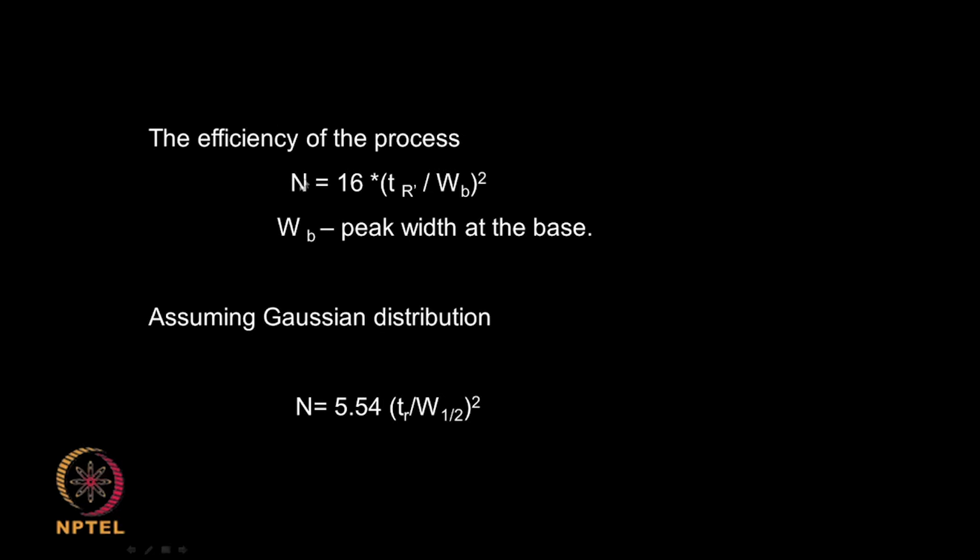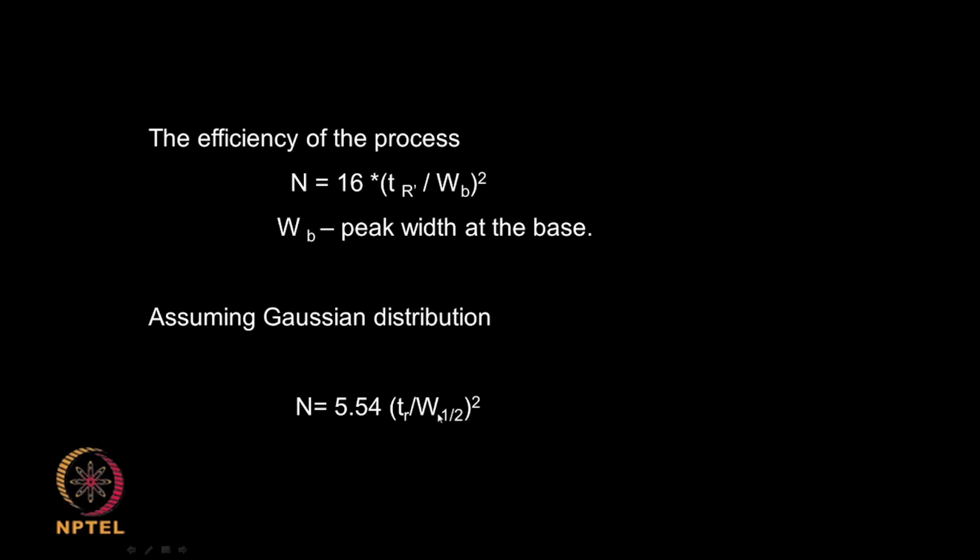So, the number of theoretical plates for a chromatographic column can be estimated by this formula: n equals 16 times (Tr, that is the retention time, divided by the width at the base of the peak) squared. Okay. If we assume a Gaussian distribution, then the number of theoretical plates is also given by 5.54 multiplied by (Tr, the retention time, divided by the width at half peak height) squared. So, we can use this formula or this formula. If I know the width at the base, I can use this. If I know the width at half peak height, I can use this formula.